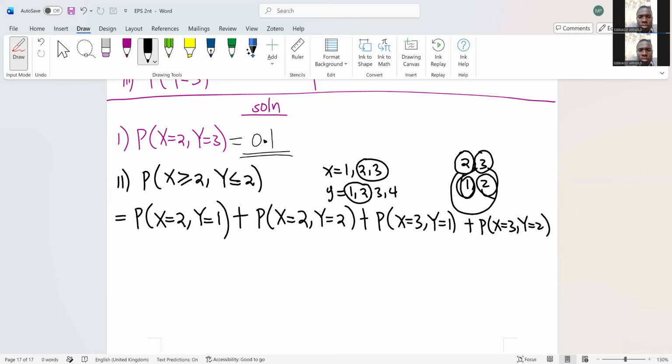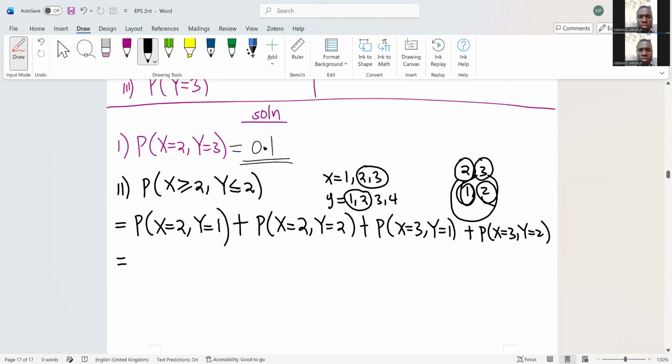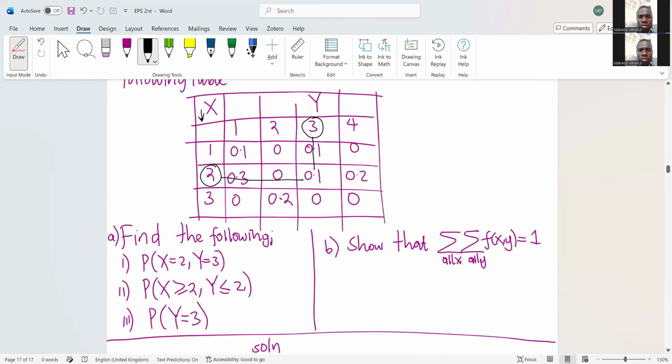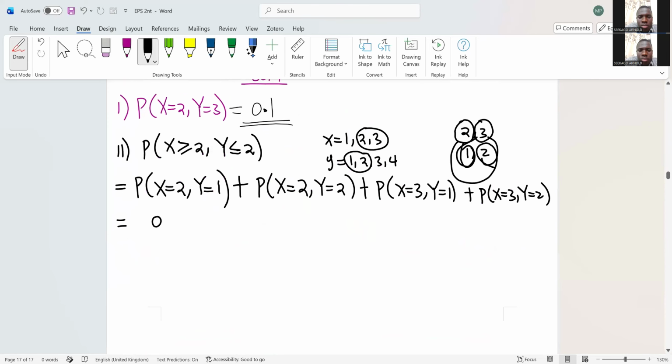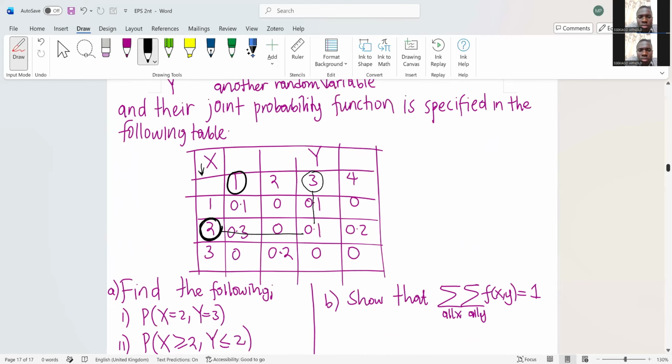Colleagues, we have to substitute. X is 2, y is 1. What is that value? X is 2 is here, y is 1 is also here. When you correspond, there is a 0.3 there. So therefore, substitute 0.3 plus x is 2, y is 2. X is 2 is here, y is 2 is also there up. Corresponding the two, you realize that there is a 0 there.